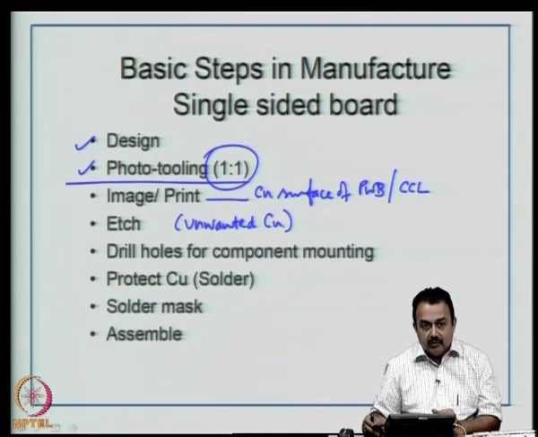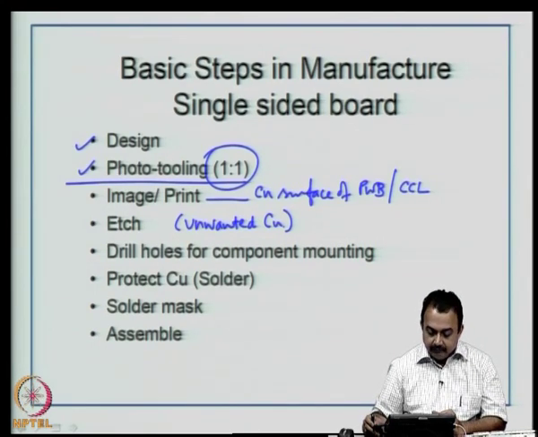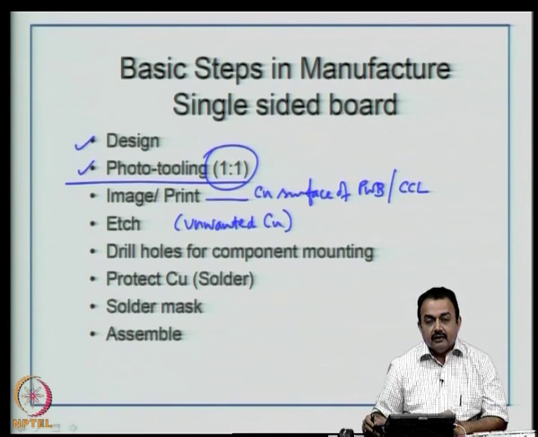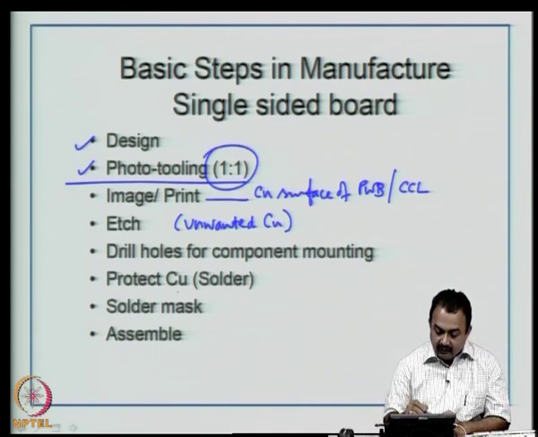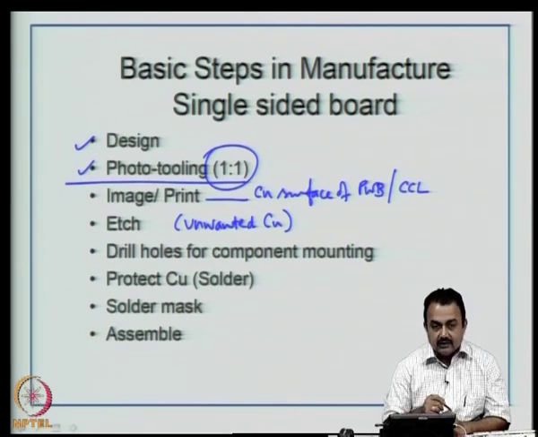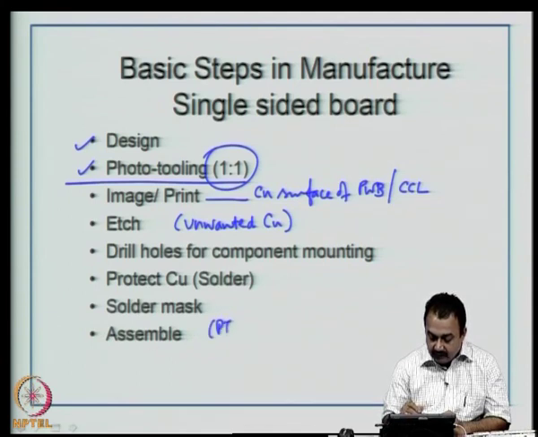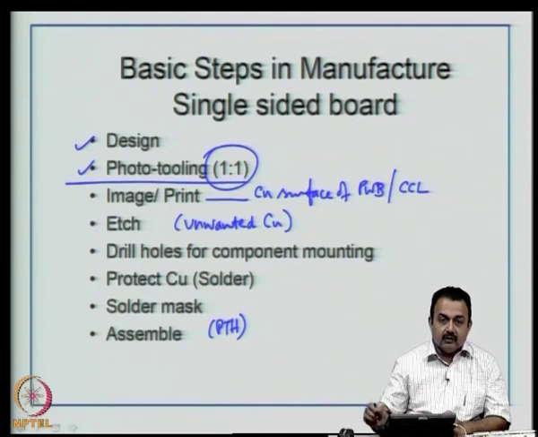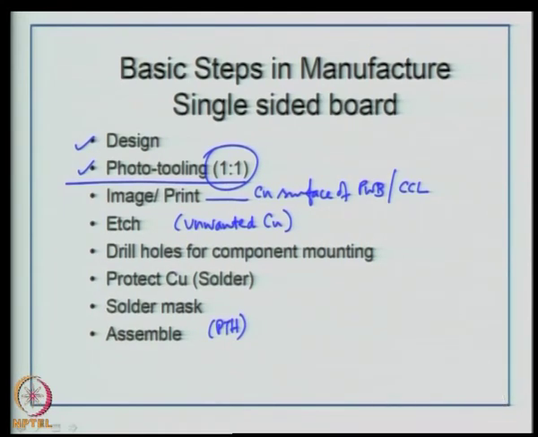Drill holes for component mounting for your through hole components, protect the copper and thereafter the solder material. Okay. So, basically you are first protecting the copper with solder, and then the entire board is protected with a solder mask, and then finally it goes for assembly. So, typically in this particular process cycle, it is a PTH assembly, because we are talking about drilling holes for component mounting. In the case of surface mount technology, you do not require drills for mounting your surface mount devices.